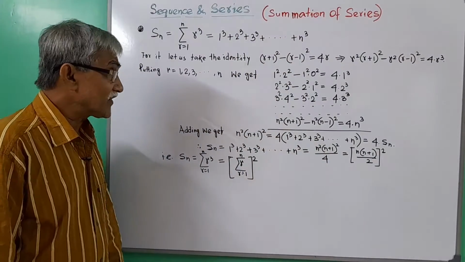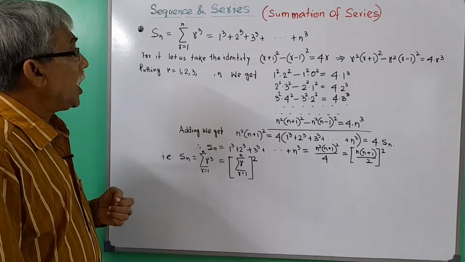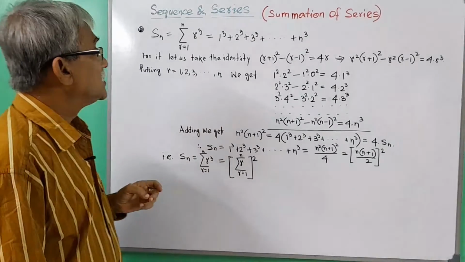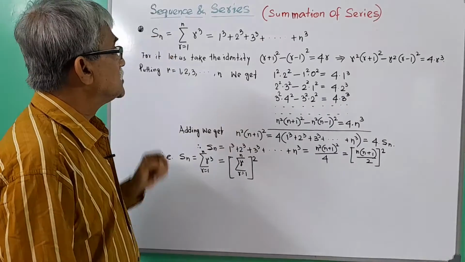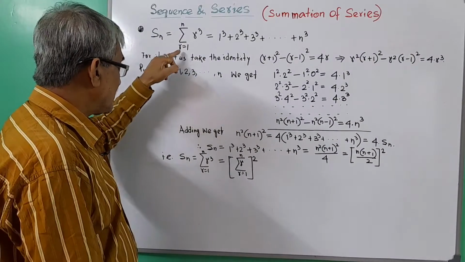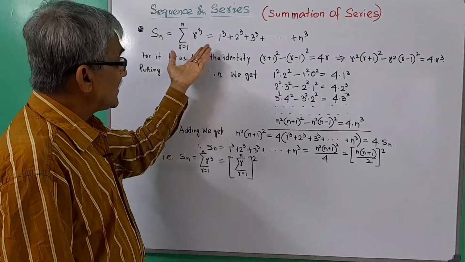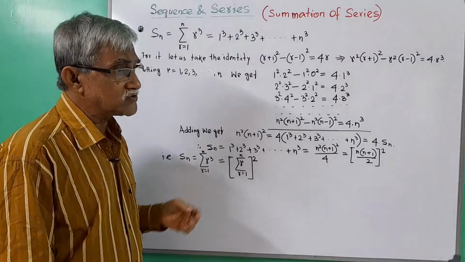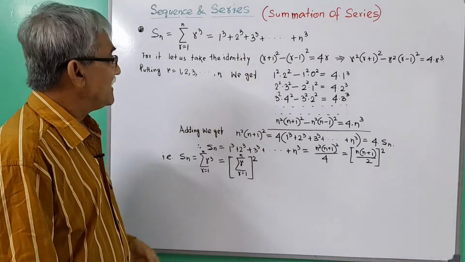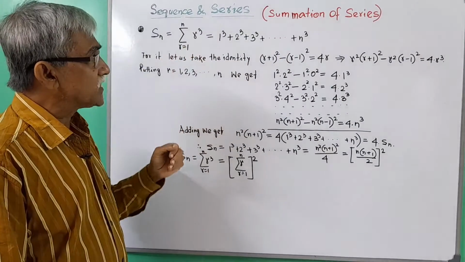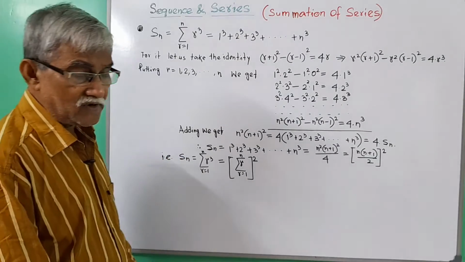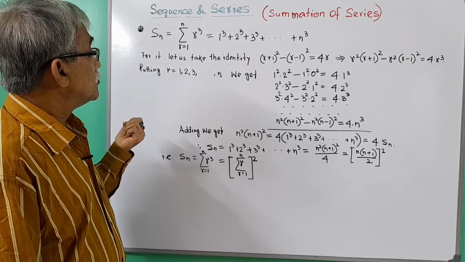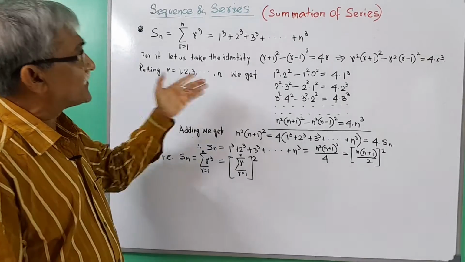Now, let us find out the sum of the cubes of the natural numbers. That is, here we denote Sn equals summation r cube, r equals 1 to n. That is, in expansion, this will be 1 cube plus 2 cube plus 3 cube plus dot dot dot up to n cube. As before, 1 cube, 2 cube, 3 cube doesn't constitute an AP. So, what we have to do is take some identity.